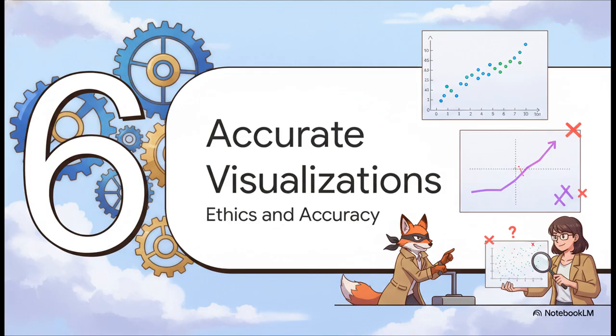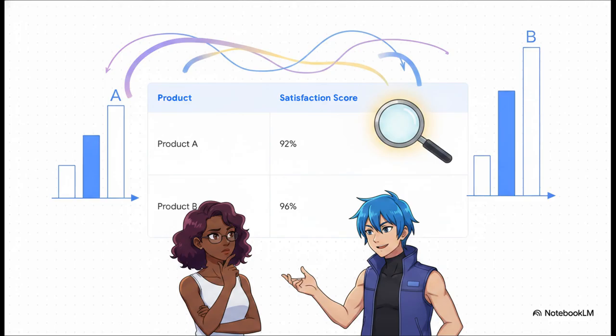Section 6. Designing Accurate Visualizations. This brings us to our final, absolutely critical section about the ethics of chart design and how easily scales can be manipulated. Check out this mock data from Empire Stats comparing two products. Product A has a 92% satisfaction score, and Product B has a 96% score. Honestly, the real difference here is only 4 percentage points.